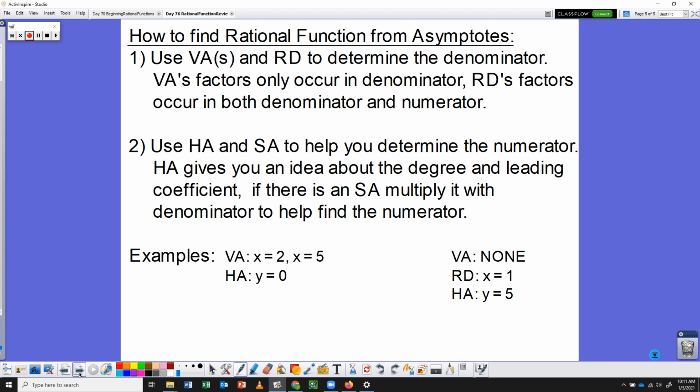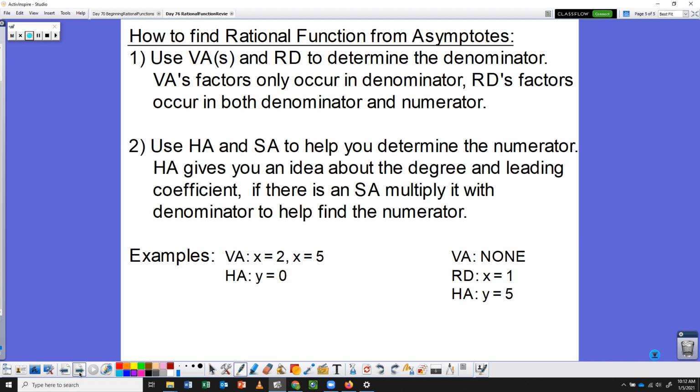And then we're going to use the horizontal asymptotes and the slant asymptotes to help you determine what the numerator needs to look like. Now, the horizontal asymptote just gives you an idea about the degrees, the comparison of the degrees. And if they happen to be the same degree, it would give you an idea about the ratio of the leading coefficients. If there's a slant asymptote, you would have to multiply the slant asymptote's equation part, the mx plus b part, times whatever your denominator is to help you find the numerator. But remember, you don't want it to be exactly factorable and cancelable with the denominator, so you have to modify the constant just a little bit so that it won't reduce and create removable discontinuities that you don't want.